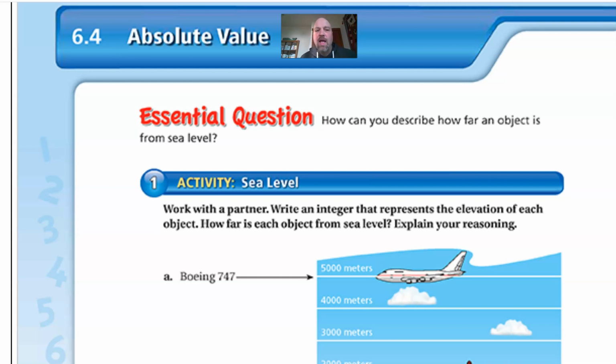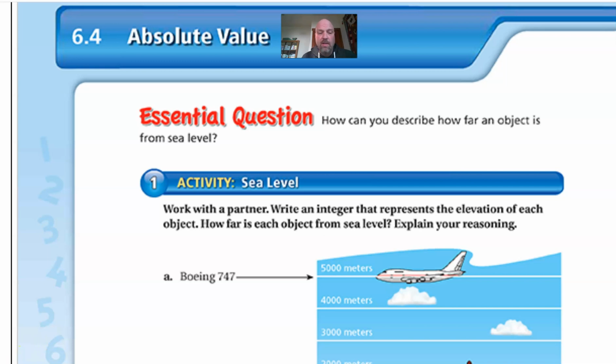Mr. Brennan here. Today, in lesson 6.4, we're going to talk about absolute value, which I believe is the easiest of all these concepts. So the essential question is, how can you describe how far an object is from sea level or away from zero? And the answer is easy. It just is.